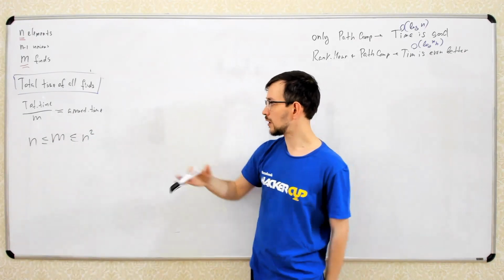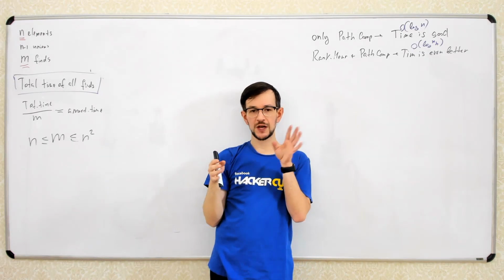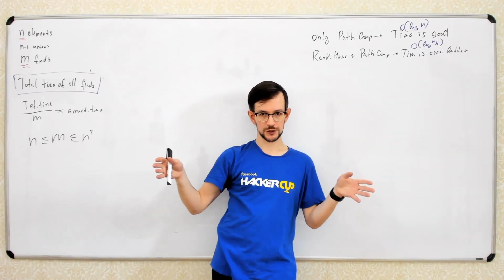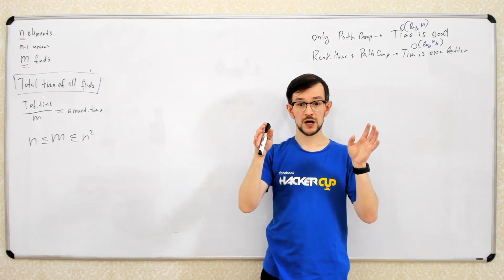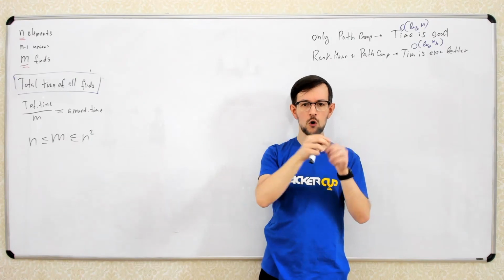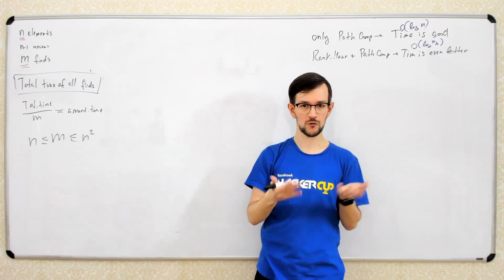The easiest way to calculate this total time of all find operations is to think about it as follows. Let's first make all the union operations. So let's start with single nodes and then perform all the union operations one by one. In the end, we'll have some big tree of all elements.